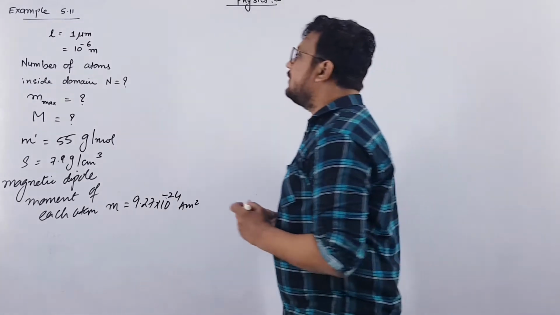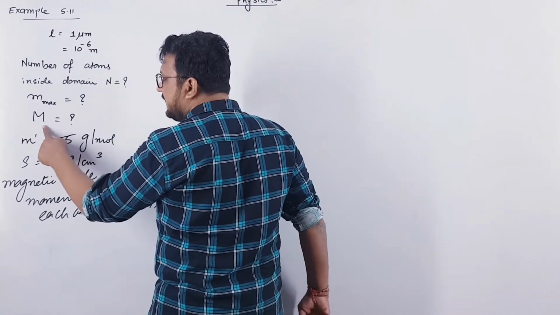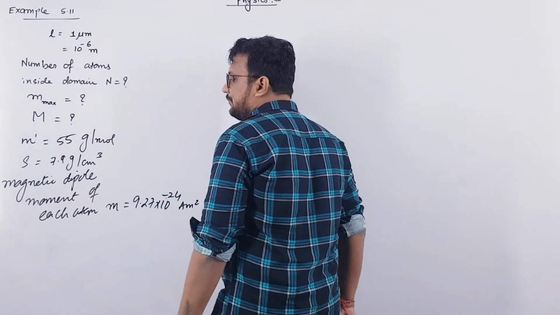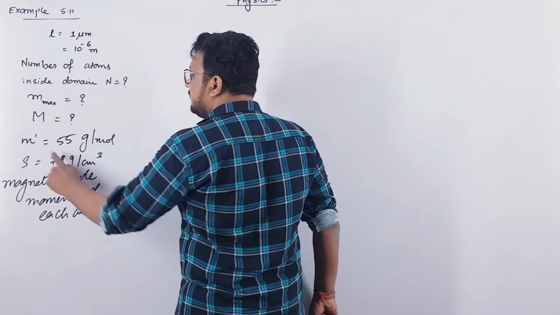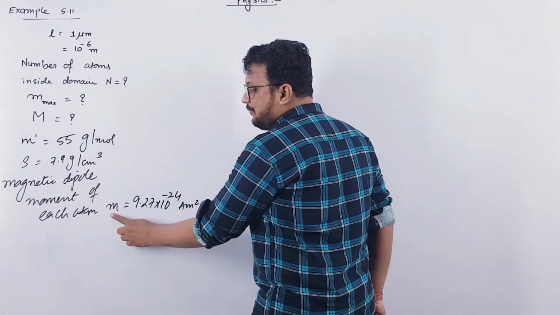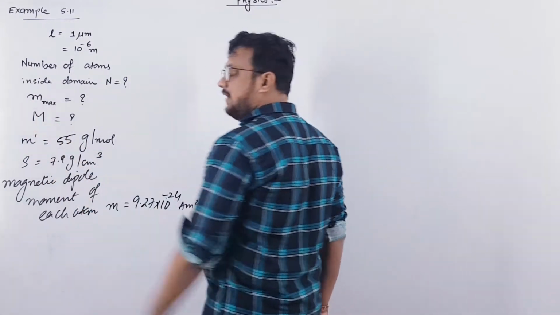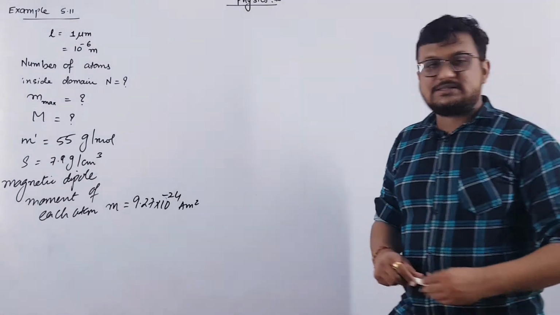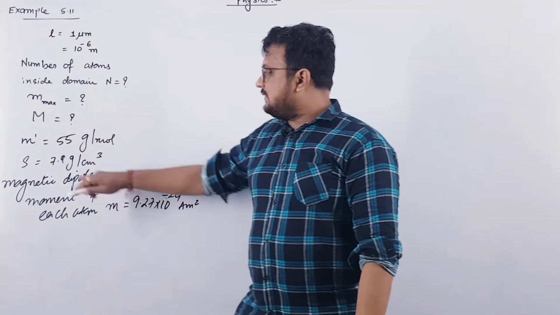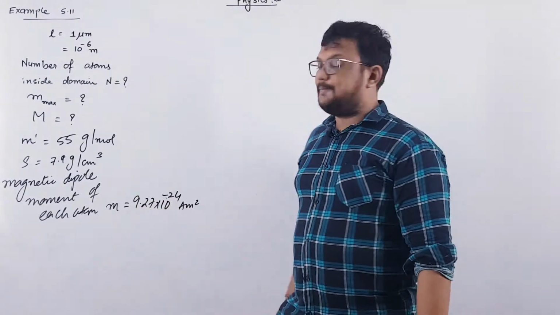So these are the given data. Remember, this is maximum magnetic dipole moment, this is magnetization, and this is molecular mass of atom, Fe. This is density, and this m is dipole moment of each atom. We are dealing with large number of m's, so don't get confused. Here m max is maximum dipole moment, this m is molecular mass, while this m is magnetic dipole moment of atom.